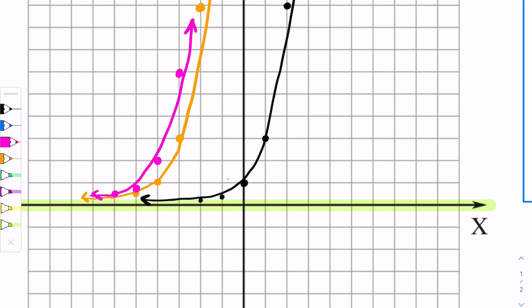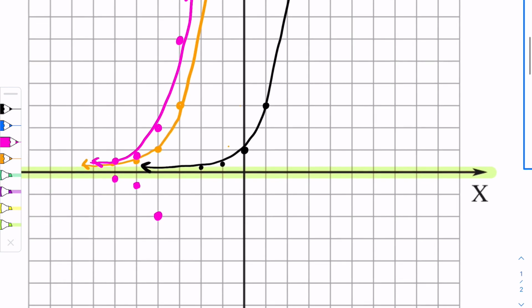Now I need to reflect this graph. So if this point right here is 2/9 above the x-axis, I go 2/9 below. This point is 2/3 above, I regraph it at 2/3 below. This point is 2 units above, we go 2 units below. Here we're 6 units above, regraph that at 6 units below.